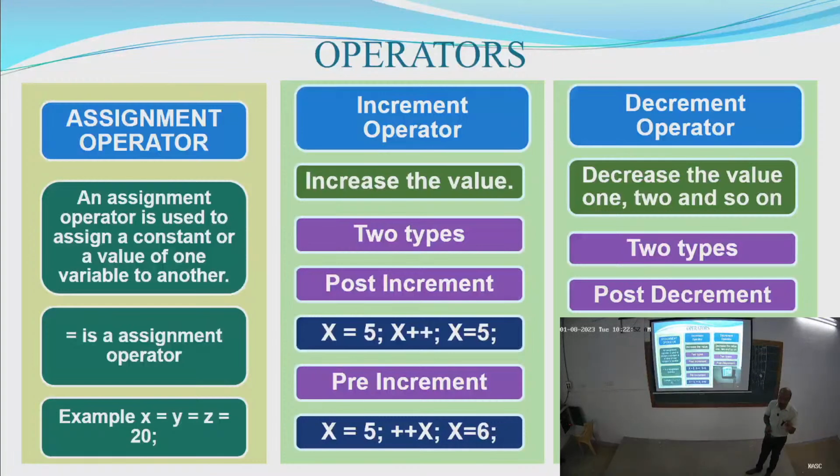The single equality is called the assignment operator. Double equality is called the equal to operator. The assignment operator is used to assign a constant or a value to a variable or function, like that. Here equality is an assignment operator. This is an example for the assignment operator: x equal to y equal to z equal to 20 means assignment will take place from right to left, that is 20 is assigned to z, z's value is assigned to y, and y's value is assigned to x.